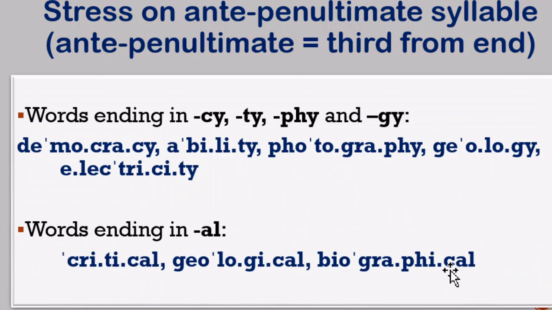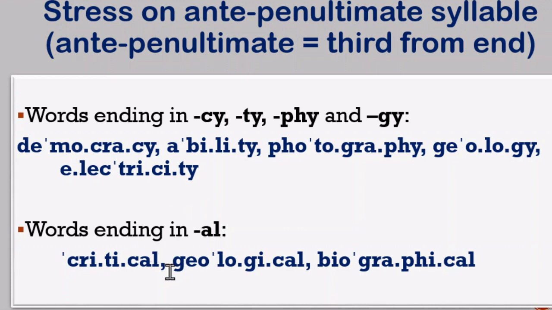Another rule is about words which end in cy, ty, phy, gy, and al. The stress will be on the antepenultimate syllable. Antepenultimate means one before the penultimate syllable. That's the third from the end. So: democracy, ability, photography, geology, electricity. India is a democracy. I have the ability to sing. Photography is my hobby. Geology is an interesting subject. I forgot to pay the electricity bill.